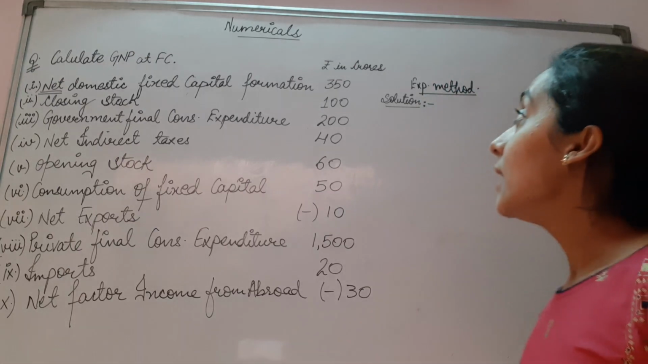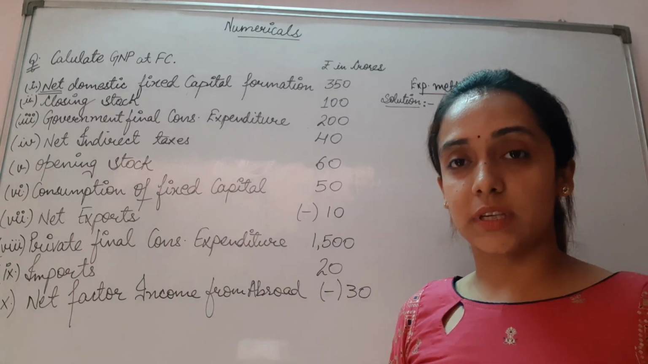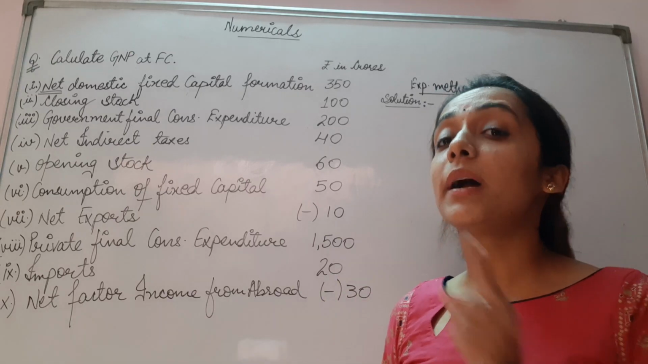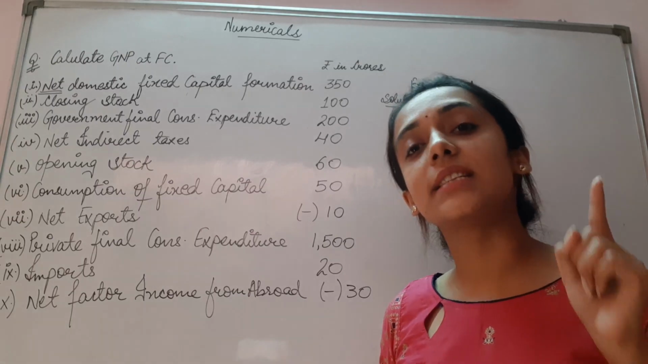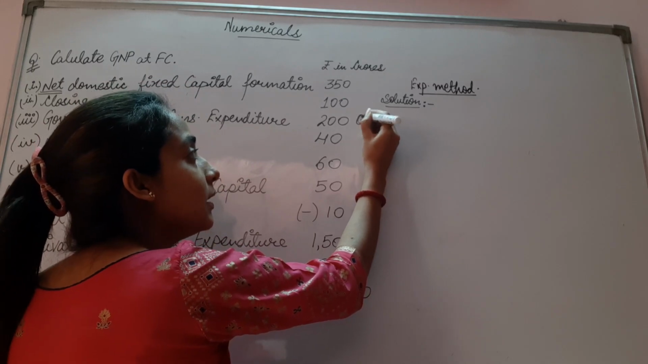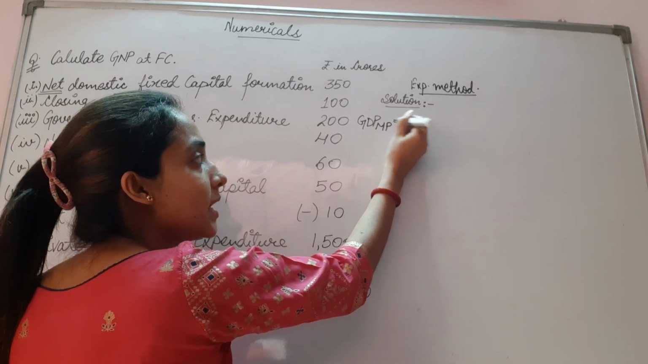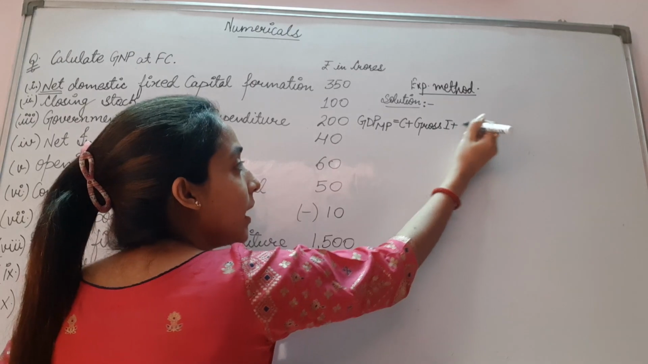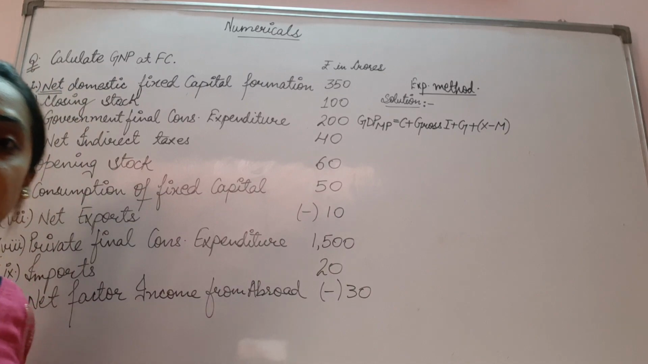So in income method, what do we calculate? NDP at FC, that is COE plus OS plus MISE. But in expenditure method we calculate GDP at MP. GDP at MP is equal to C plus gross I plus G plus X minus M.